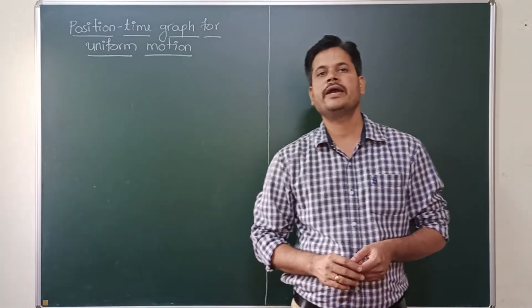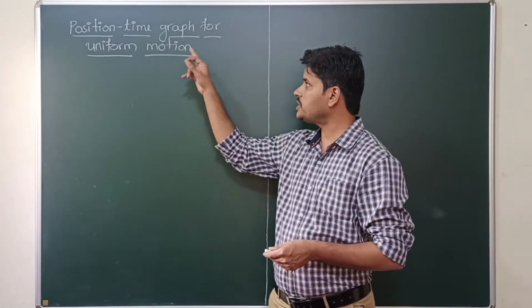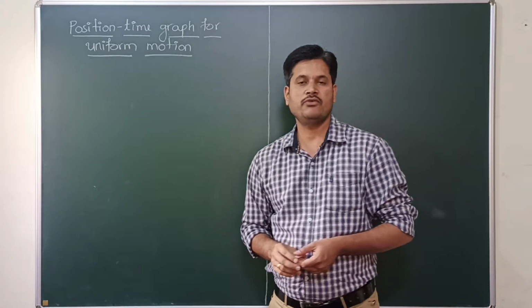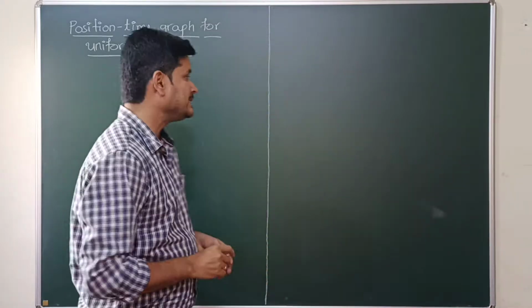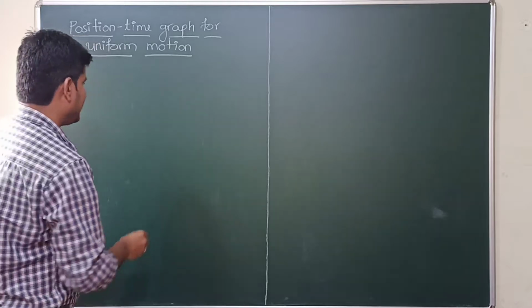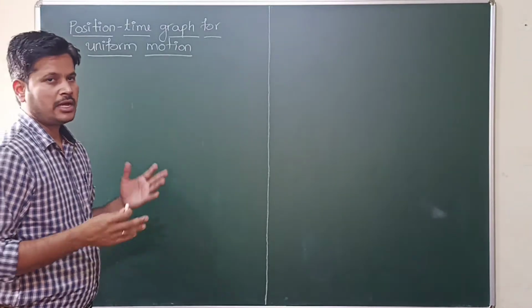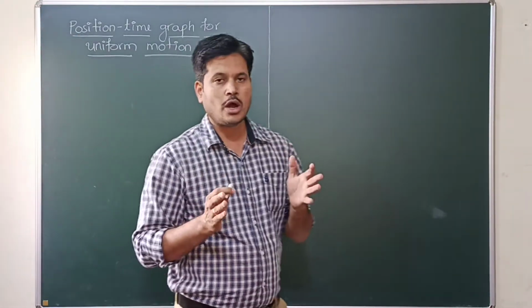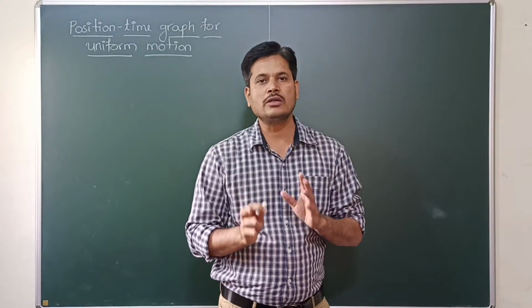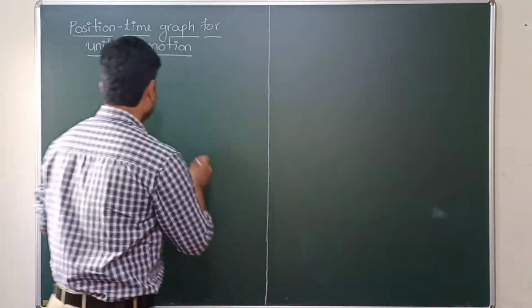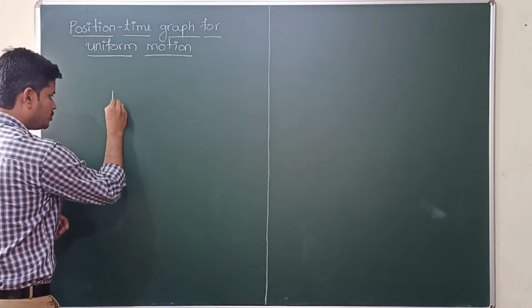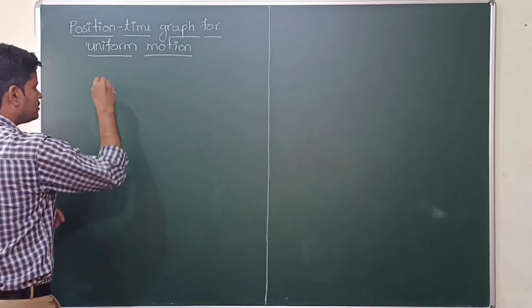Today in this video we are going to discuss the position-time graph for a uniform motion. For that, let us consider a particle that is moving, and we are going to draw a position-time graph for that moving particle. First, I am choosing the y-axis for the position.